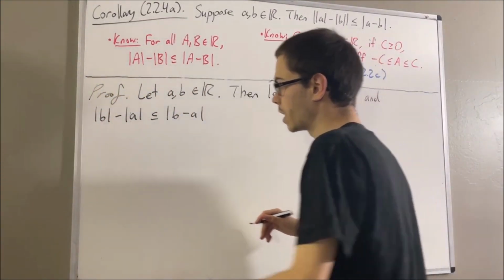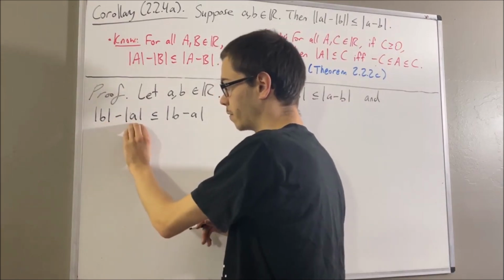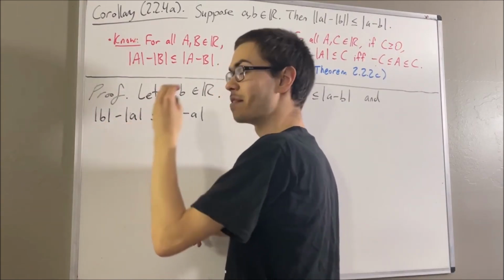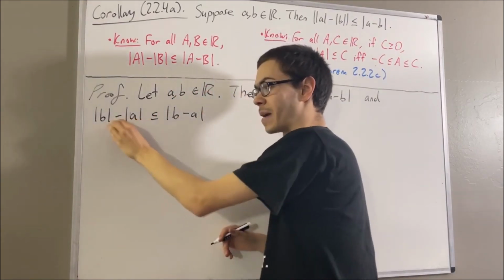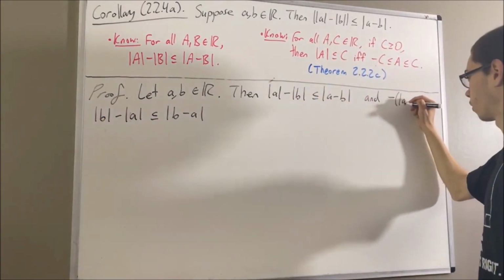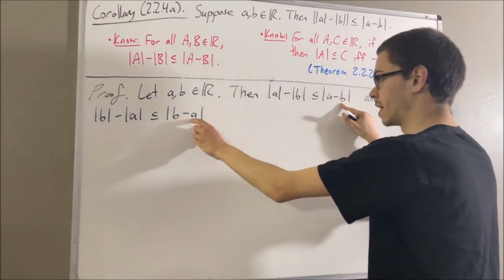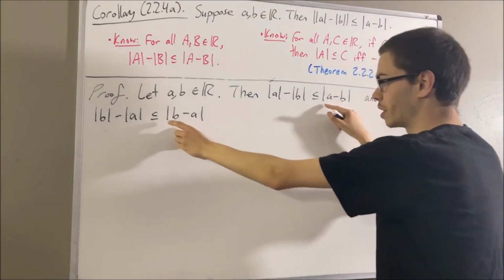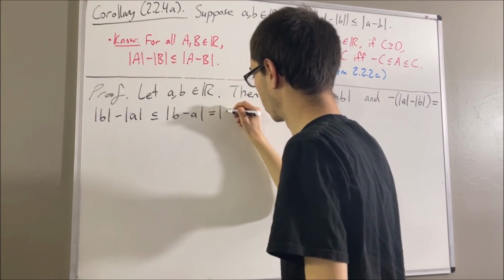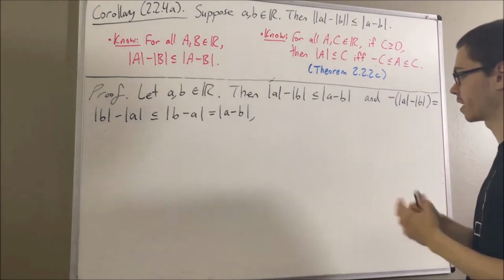Now, we know that the absolute value of b minus the absolute value of a is the same thing as the negative of absolute value of a minus absolute value of b. And since a minus b and b minus a are negatives of each other, we know that their absolute values are equal. So just like that.